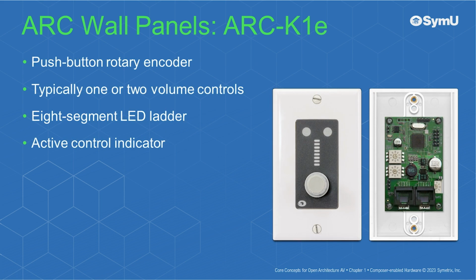ARC K1E features a push-button rotary encoder typically functioning as either one or two separate volume controls. An 8-segment LED ladder displays levels. Additional LEDs indicate which of the two controls is active.